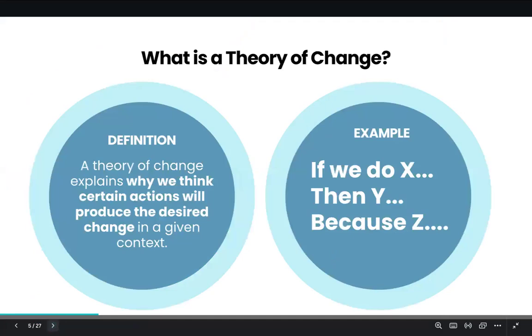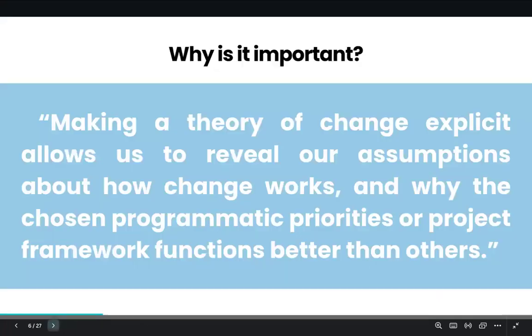So a definition of theory of change we're going to be using today says a theory of change explains why we think certain actions will produce the desired change in a given context. And the framework we will use to make it super simple is the if, then, because statement. So if we do X, then Y will happen because of Z. So this is the framework we're going to use. There are many different frameworks out there, but we'll use this one to make it more simple.